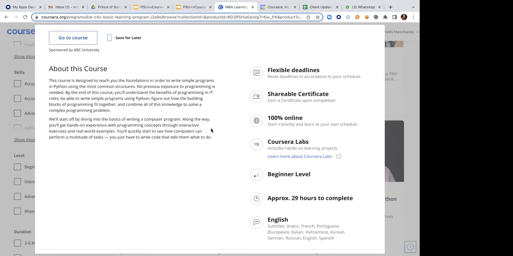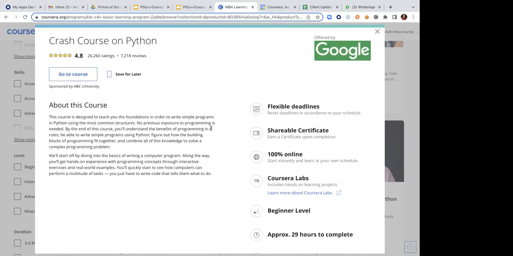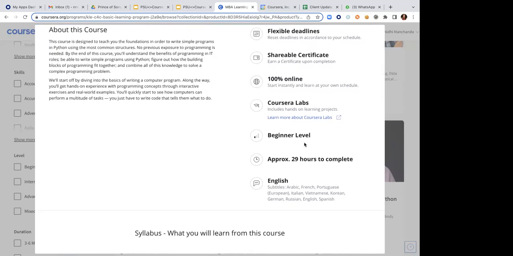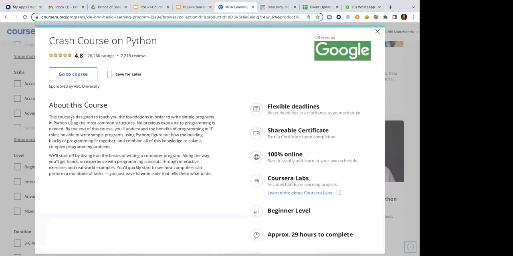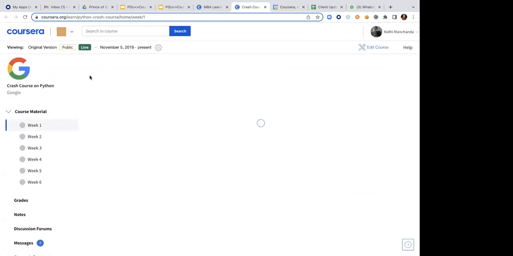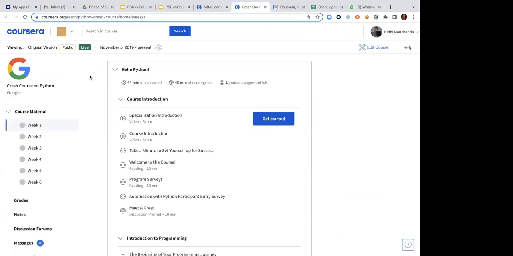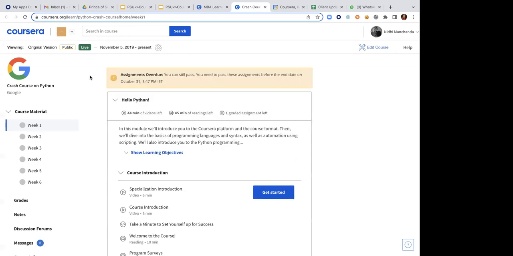In the course page, the student can read more details about the course, like what is the level of the course, how much time it will take approximately, and then what is the syllabus of the course. And once they have gone through it, the students can enroll if they like it, and then they can start the course. And this is how a course on Coursera looks like. So each course on Coursera is divided into different weeks. Each week, you can think of it as a module. Like in this case, there are 6 modules that the student has to complete.